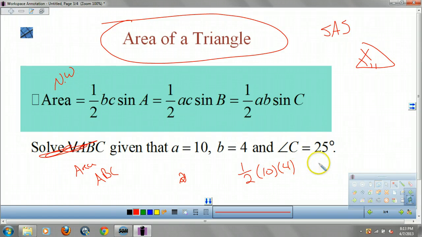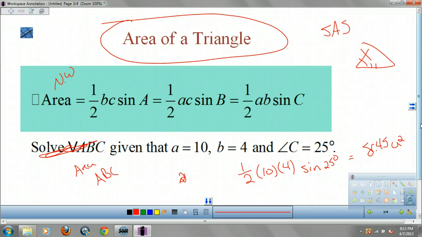1/2, 10 times 4 times sine of 25. And just plug it in your calculator, guys. Well, 5 times 4, 20. So the area of that triangle actually was 8.45 units squared.